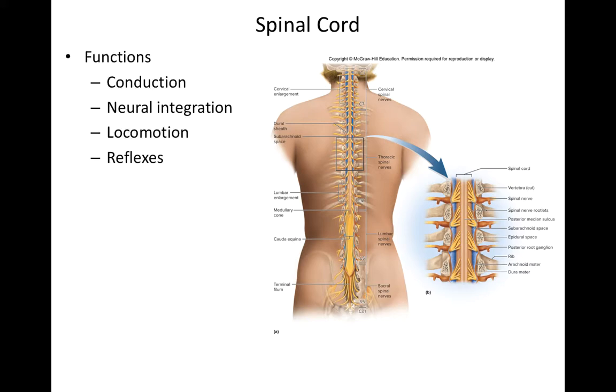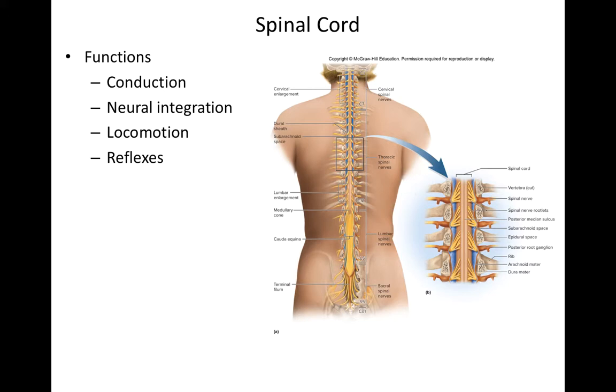So in terms of the function, the first would be to conduct these signals to and from the brain. So if sensory information comes in down here, it's going to travel up the cord to the brain. Motor information is going to start up in the brain and it's going to travel down the cord and out at a certain spinal nerve and go to whatever it's going to go deal with.